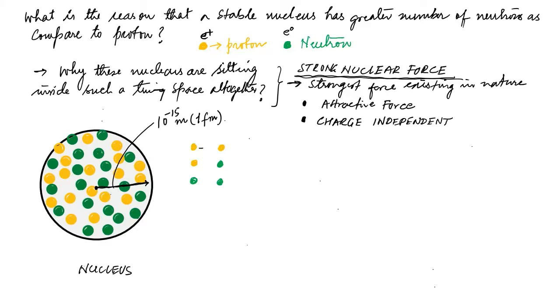it works equally well between all these three. The strength of this force is equal whether it is acting between proton-proton, proton-neutron, or neutron-neutron. It does not distinguish whether it is a proton or a neutron. So that's why it is charge independent.